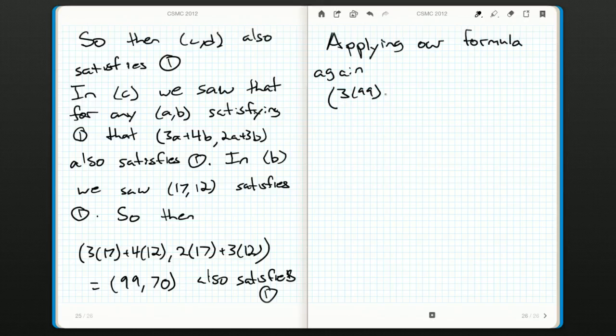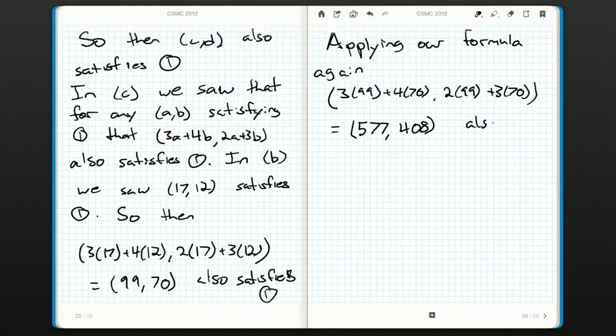So 3 times 99 plus 4 times 70, and 2 times 99 plus 3 times 70. So this will definitely be greater than 100. This will be the last one we'll need to do. So what's that? 3 times 99 plus 4 times 70, that's 577. And then 2 times 99, well, that's 198, plus 3 times 70, that's 210, so that's 408. So that also satisfies 1.